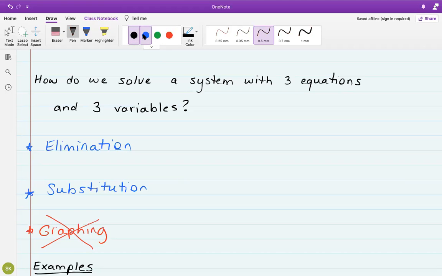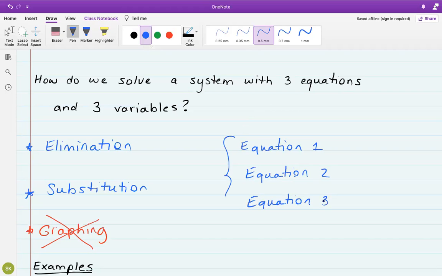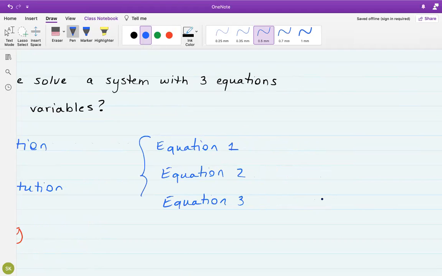Now the thing is, when we have three equations, let me write it like this. We're going to have equation 1, equation 2, and equation 3. The process is similar, but we're going to have to do twice the amount of work. So just to give you an idea, and you're going to see this in our two examples, we're going to take two equations. You pick any two you like. So let's say we take the first two, and we're going to get rid of a variable.